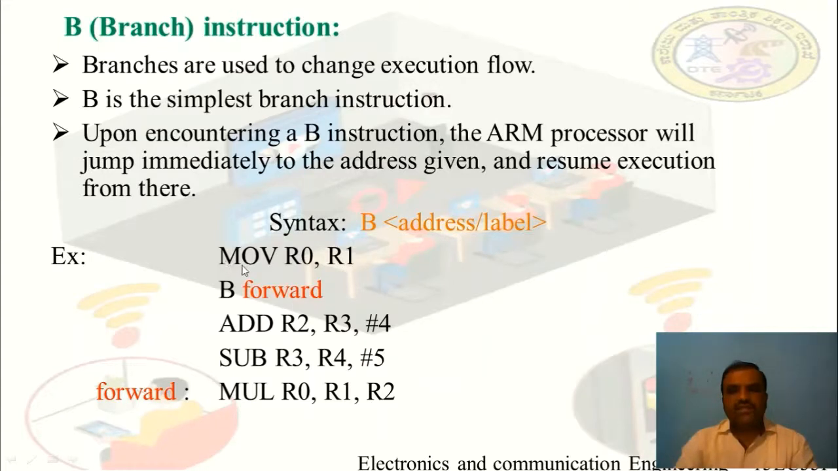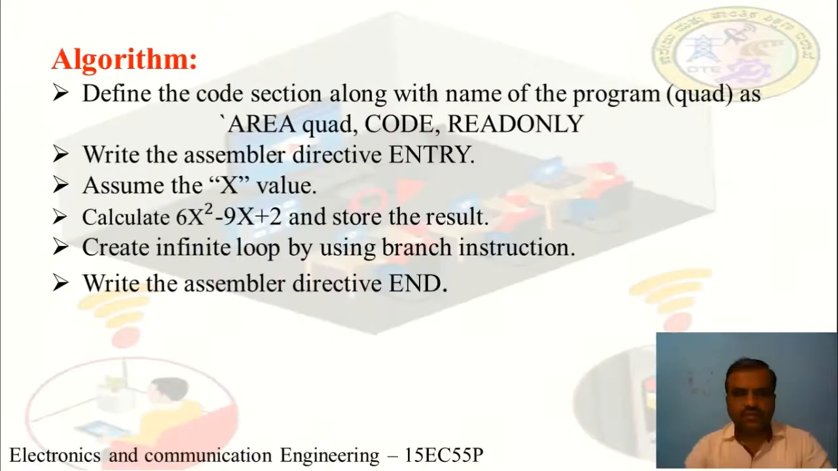First it will execute the move instruction, next it will come to B instruction. When the processor executes this B instruction, it will directly resume the execution from forward, this mul instruction. It will not execute add and sub instruction. These two instructions are skipped.